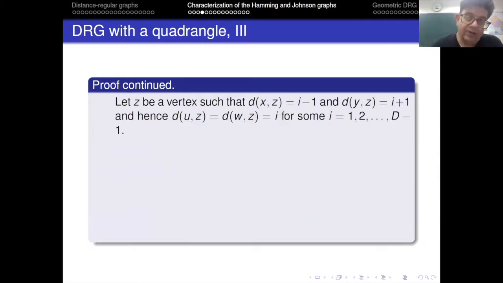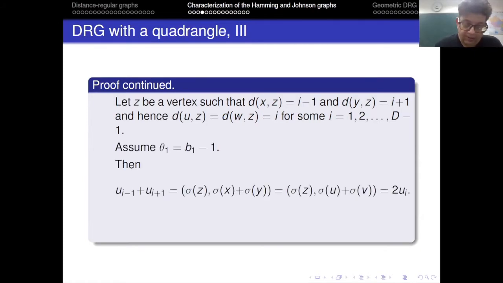So now we take a vertex set x, so that the distance between x and z is i minus 1, and the distance between y and z is i plus 1. This means that the distance between u and z and w and z is exactly i. And you can always find these vertex sets. So that's not so difficult.